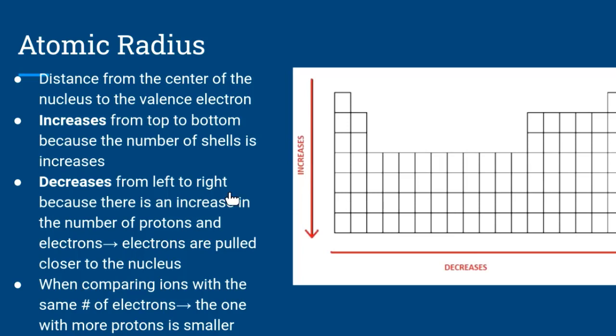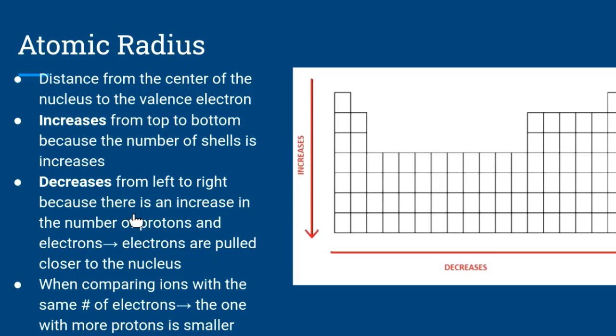So yeah, as you go down the periodic table, your atomic radius is increasing. As you go left to right, your atomic radius is decreasing because there's a more effective nuclear charge. Like a few people mentioned, there's a stronger effective nuclear charge, so it's able to pull the electrons closer to itself, making the radius smaller.